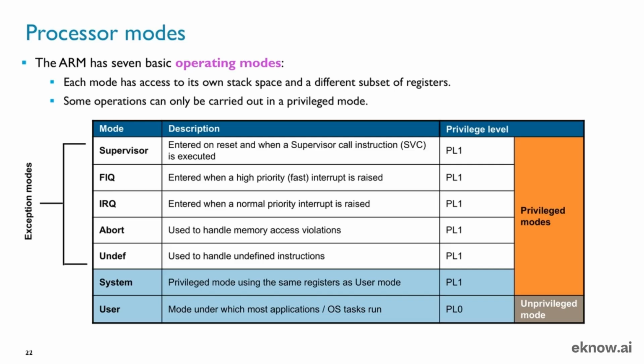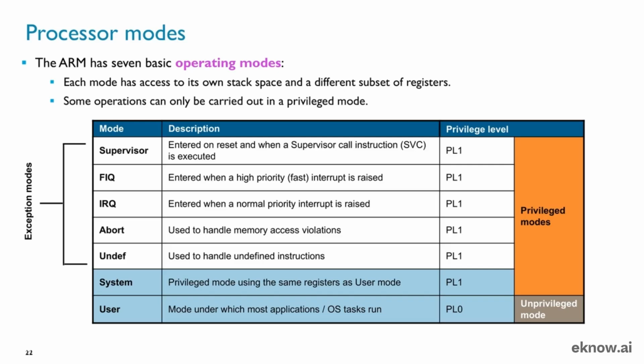All the other 6 modes are privileged modes, at PL1 or privilege level 1. Code running in a privileged mode has full access to the system. This is typically reserved for the operating system kernel and other low-level software that needs to manage hardware directly.